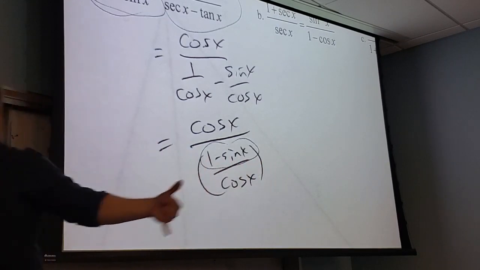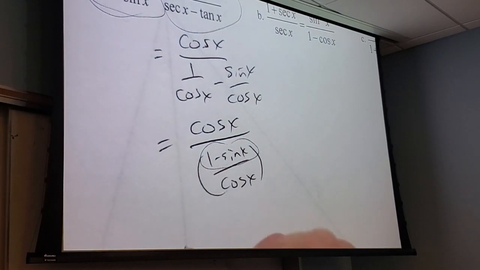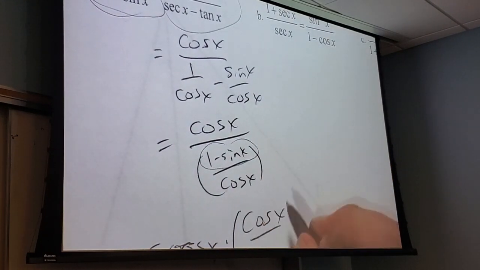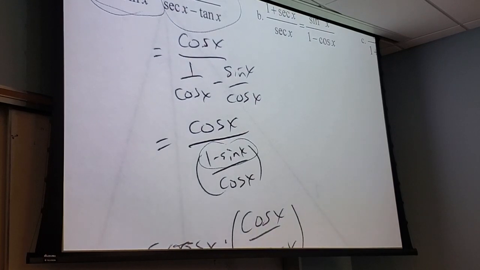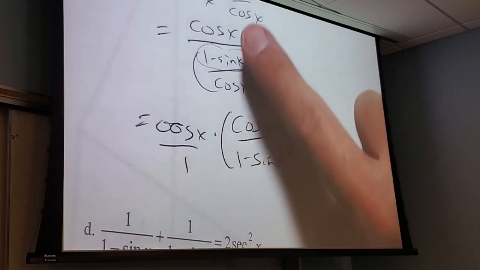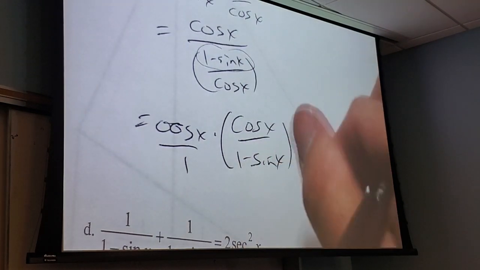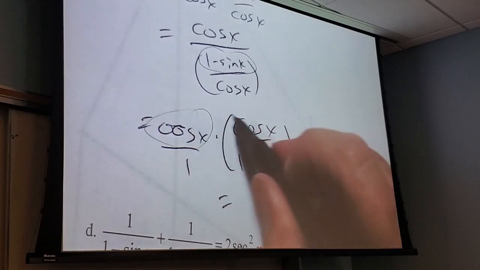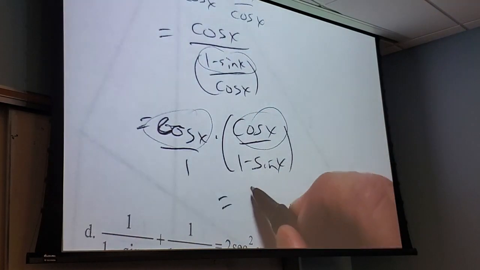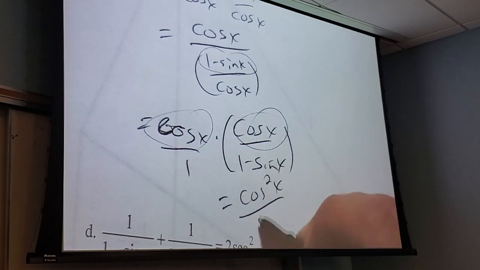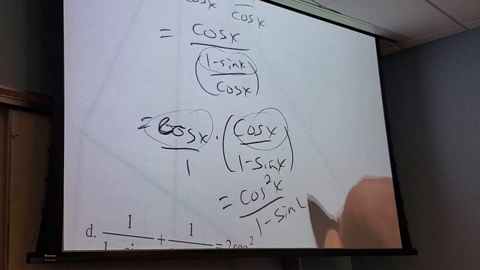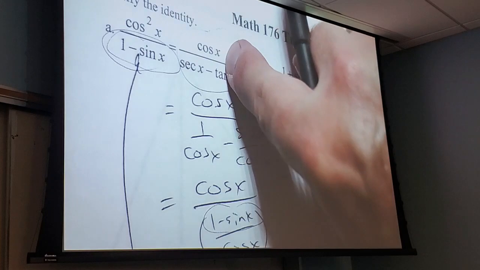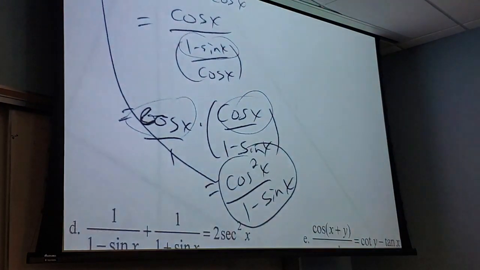Multiply by the reciprocal, right? So this will be cosine x times the reciprocal of this. And if you remember, this is over 1. Is that cool? So cosine x divided by this is cosine x times the reciprocal. And what do you get there? Yeah, cosine squared over 1 minus sine x. Isn't that what it was supposed to be? So when you make one side look like the other side, you're done.